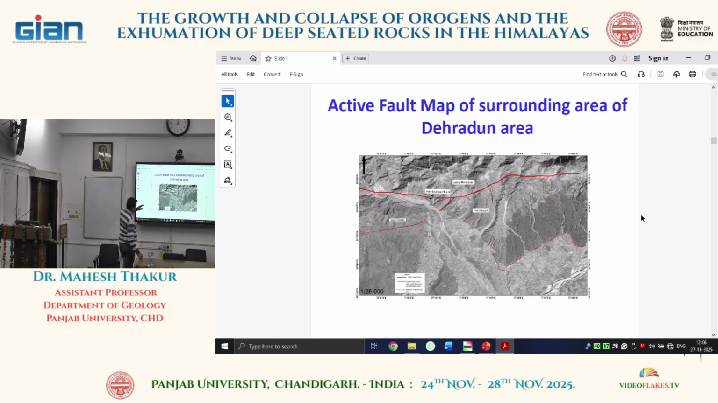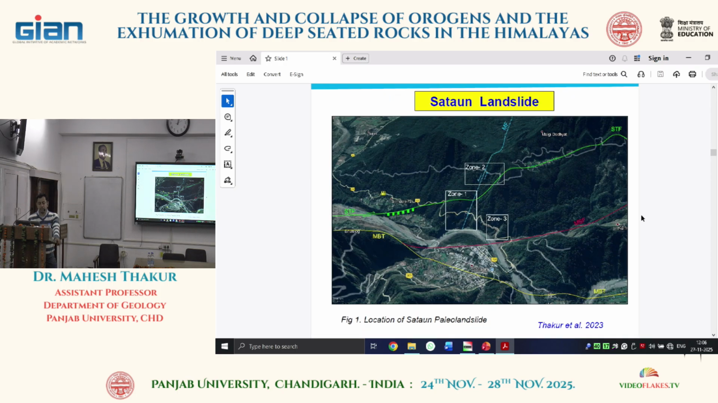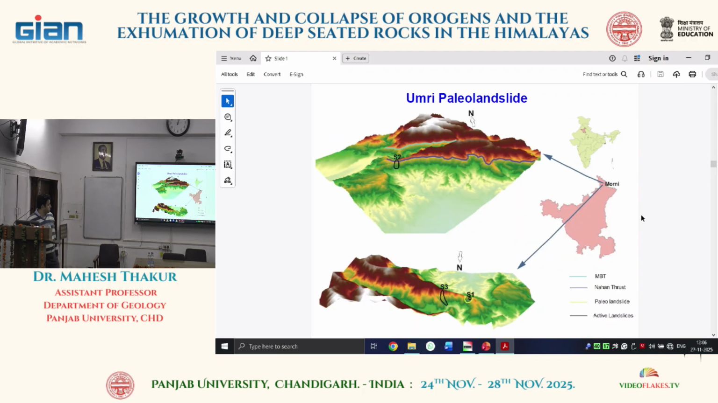So this is basically your main boundary thrust. Some of the places show that maybe your northern side is going down, and we see these kinds of signatures in some places, against a landslide. Yes, there is this deformation zone. The road has gone down three times.